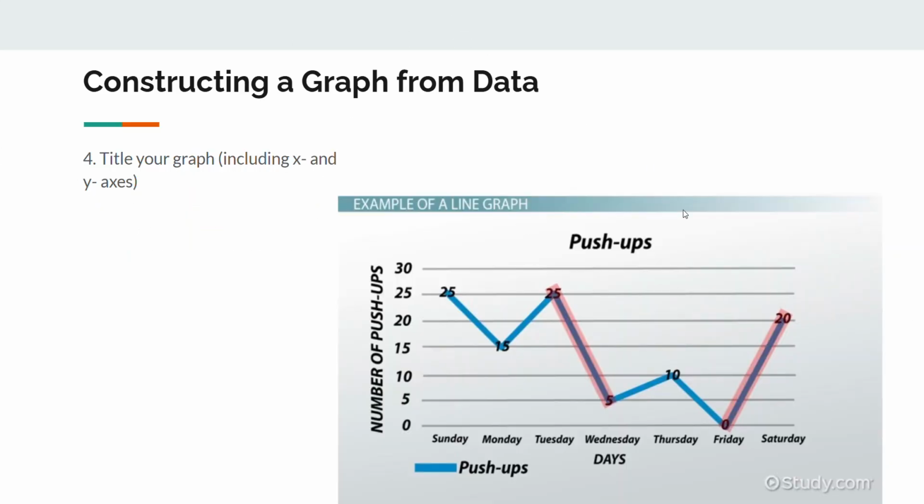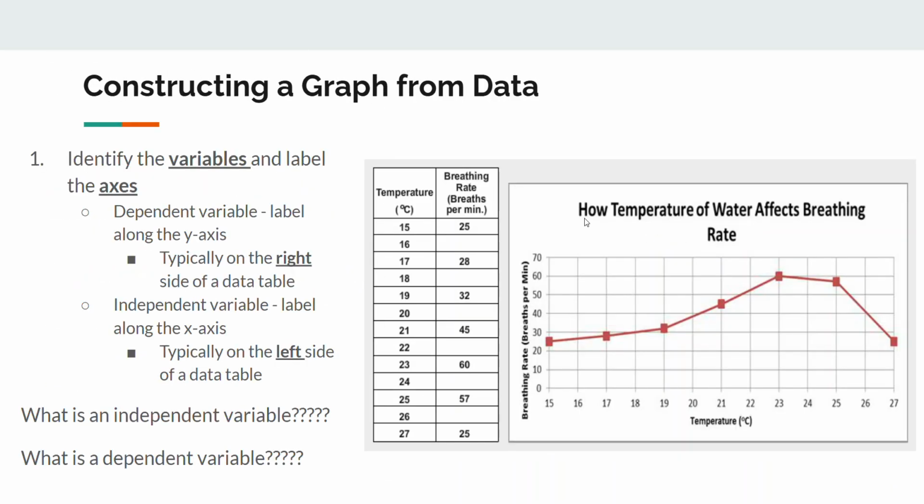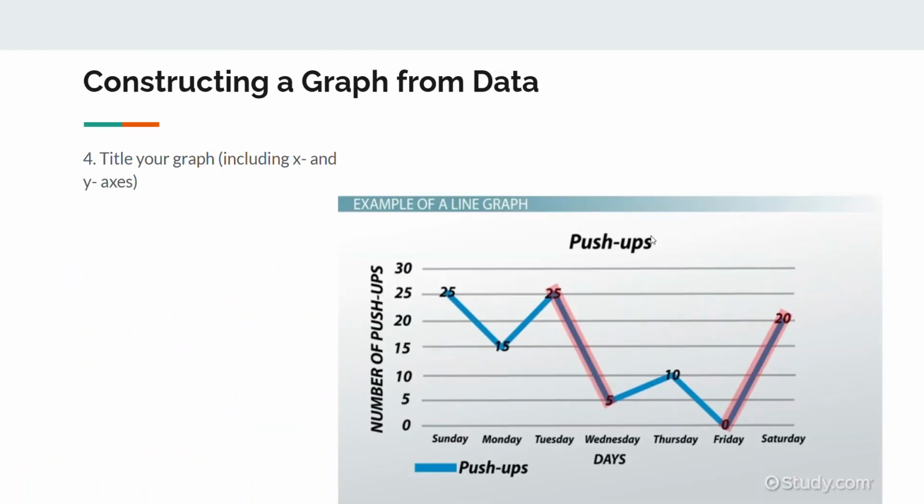And then we want to have a title. So the title does not need to be long, it can be one word. You saw in this example over here, how temperature of water affects the breathing rate. Okay, so make sure we just have a title that tells us exactly what we need to know. Okay, so I want you to try right now to think of a better title for this graph. So maybe I would have said instead, how many push-ups I do over the course of a week. Okay, how many push-ups I do every day? How many push-ups Tommy does every day? Okay, so we want to be able to look at the title of a graph and know what we're looking at here.